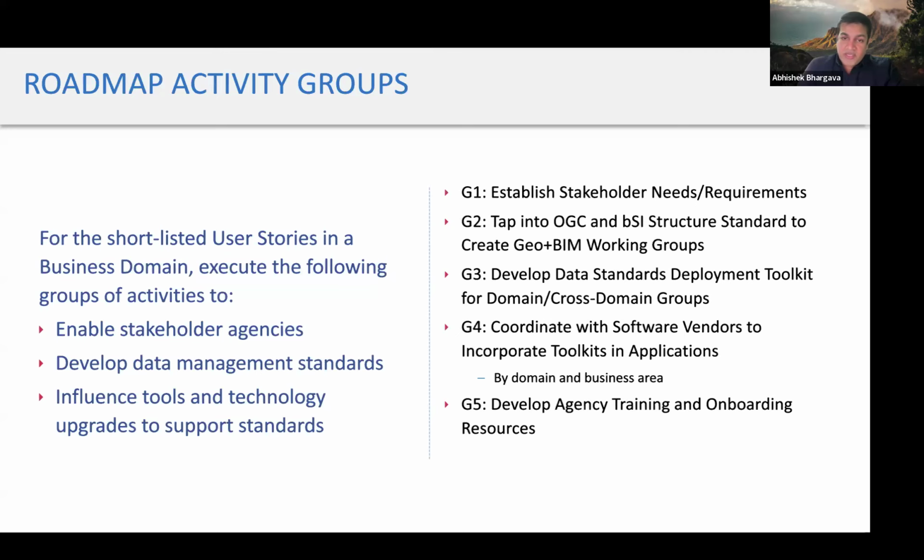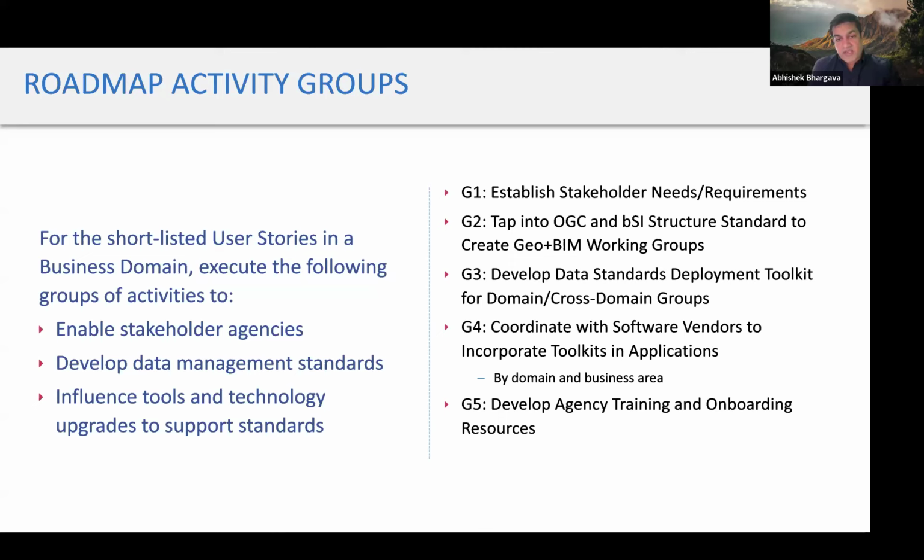We are basically ready to say, yes, OGC has a library of standards, but something like InfraGML or CityGML could be used for the highway infrastructure domain, and something else could be used for the buildings infrastructure domain, and something else could be used for the rail and the water and the port infrastructure domain. So using those working groups, we basically identify what specific standards exist today, what standards have to be developed, and which standards have to be integrated, both across bSI and OGC.